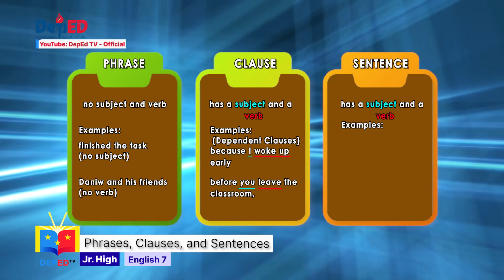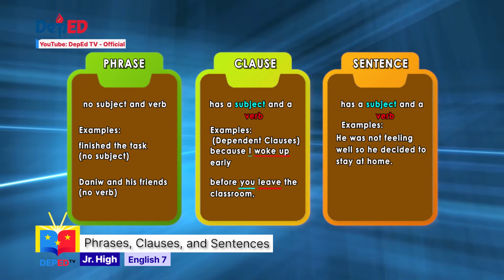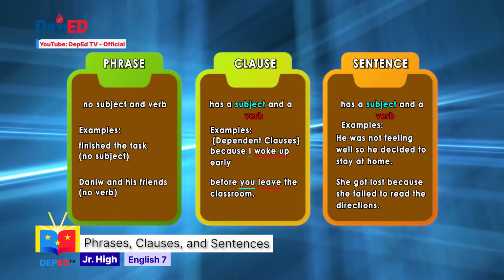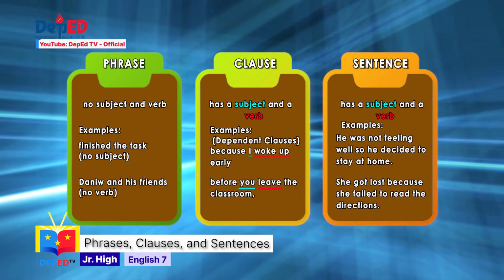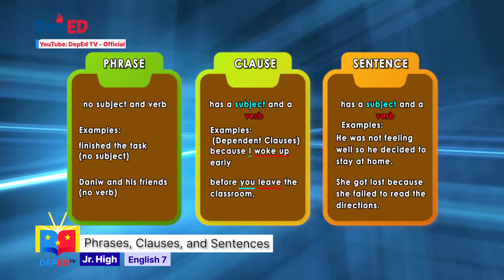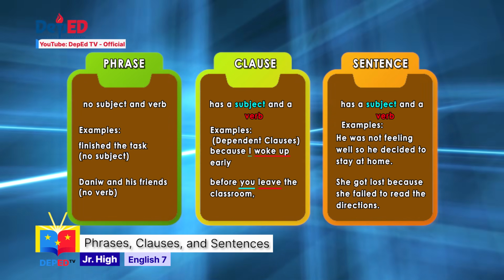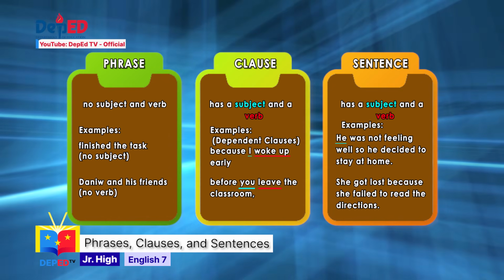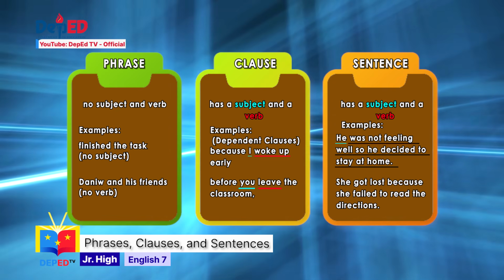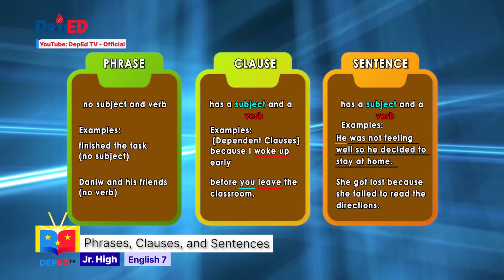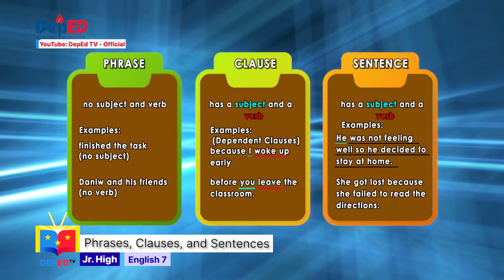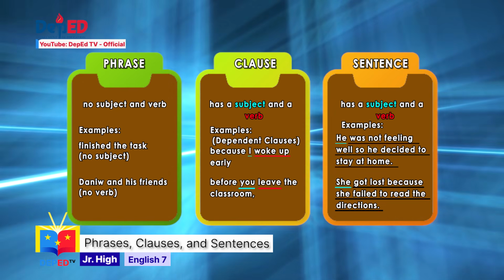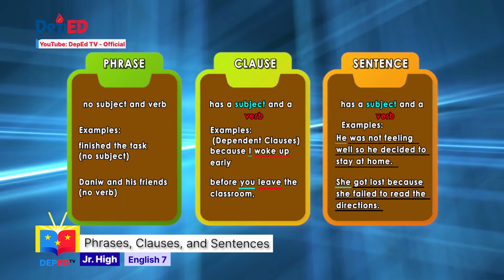And here are the samples for the sentences. He was not feeling well, so he decided to stay at home. She got lost because she failed to read the directions. Both items have a subject and a verb or a predicate, or a complete part of a sentence or clause containing a verb and stating something about the subject. In the first, the subject is he, while the complete predicate is was not feeling well, so he decided to stay at home. In the second, the subject is she, and the complete predicate is got lost because she failed to read the directions.